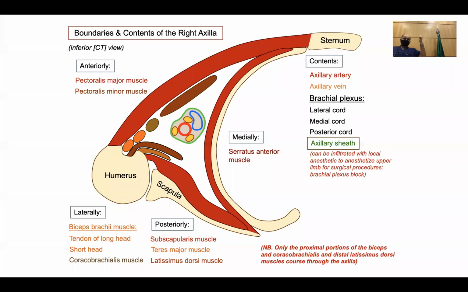Then where the apex should be, where the base should be. And what are the structures? Simple. Vein, artery, nerve. Which vein? Axillary vein. Which artery? Axillary artery. And which nerves? Parts of the brachial plexus. Nobody is asking you exactly what.